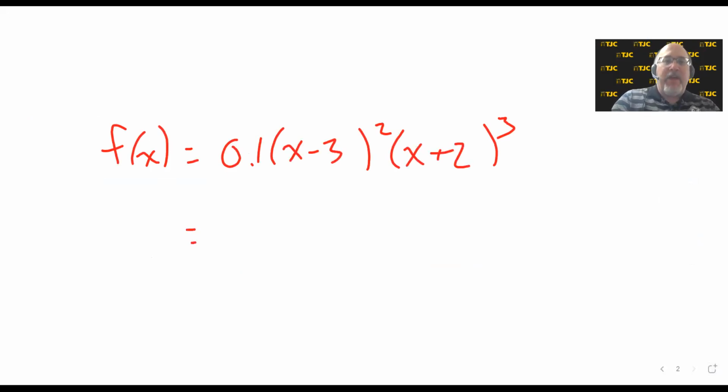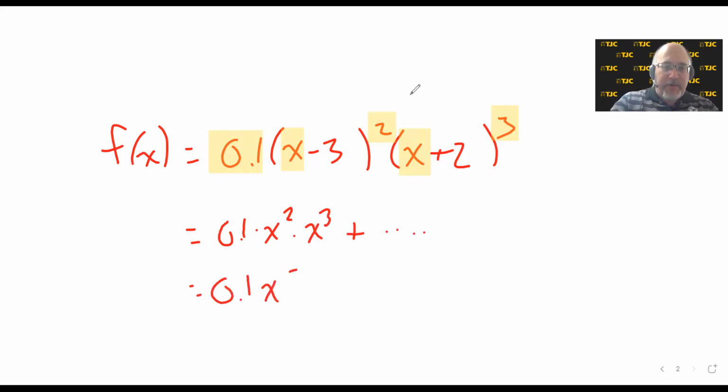If we want to find the end behavior, we have to know what the leading term is. To find the leading term, we just multiply the leading term in each factor, including powers, and then glue it all together. So we would have 0.1 times x squared times x cubed as the leading term. If we add the exponents, we get 0.1x to the 5th power, plus some other stuff that doesn't matter when we're finding the leading term.